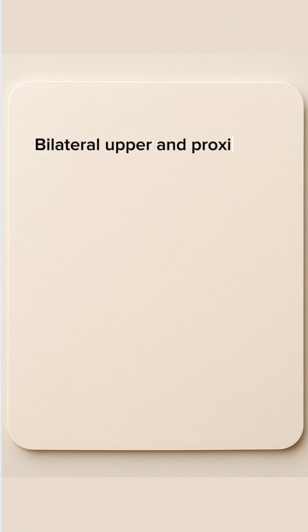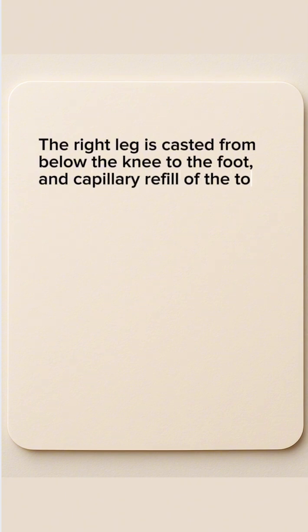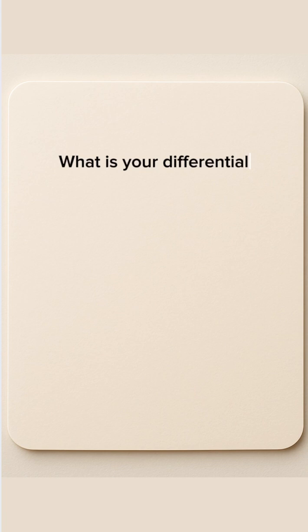Bilateral upper and proximal lower extremities have 5/5 strength. Hypermobility of the joints in the hands is noted. The right leg is casted from below the knee to the foot, and capillary refill of the toes is less than 2 seconds. What is your differential diagnosis?